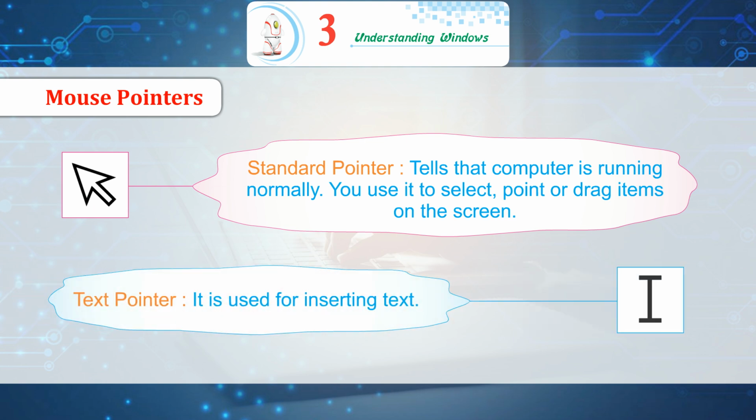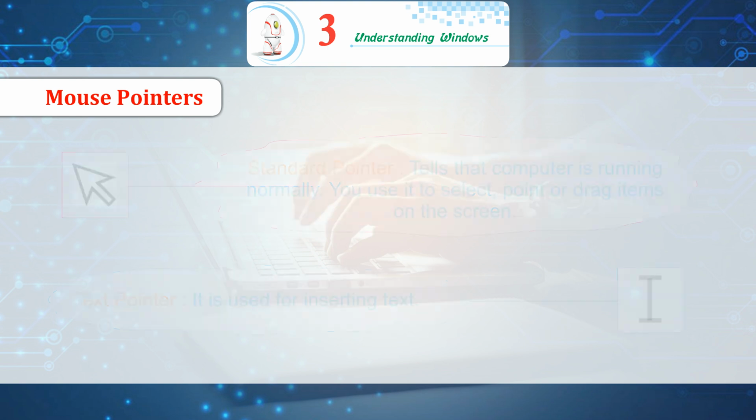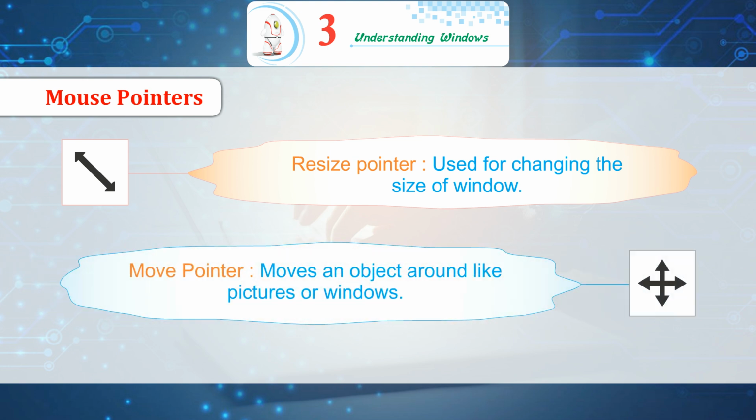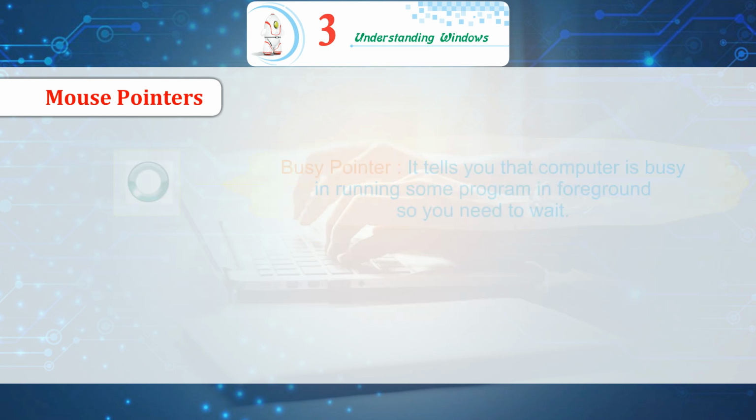Text pointer. It is used for inserting text. Resize pointer. Used for changing the size of a window. Move pointer. Moves an object around, like pictures or windows.